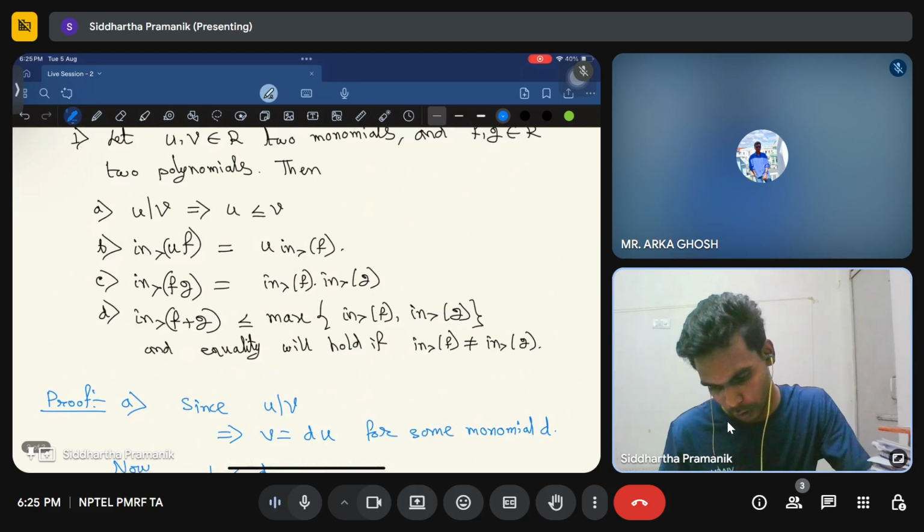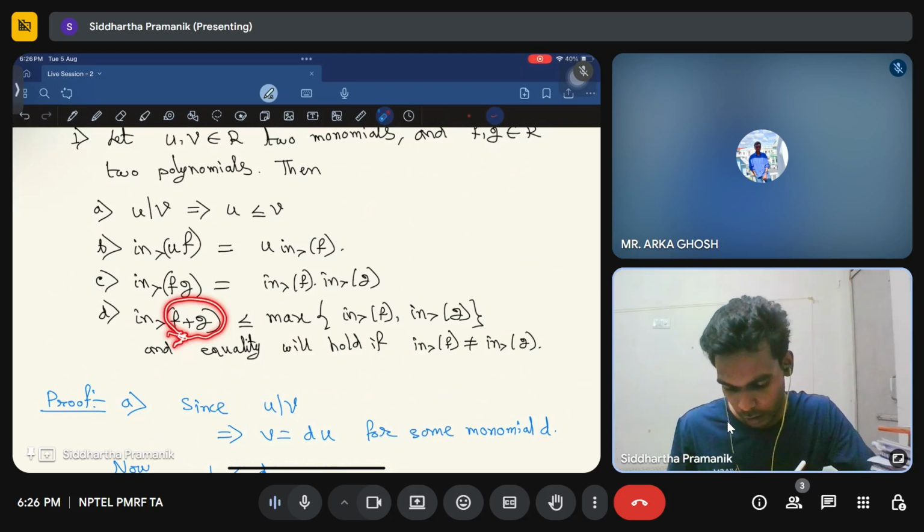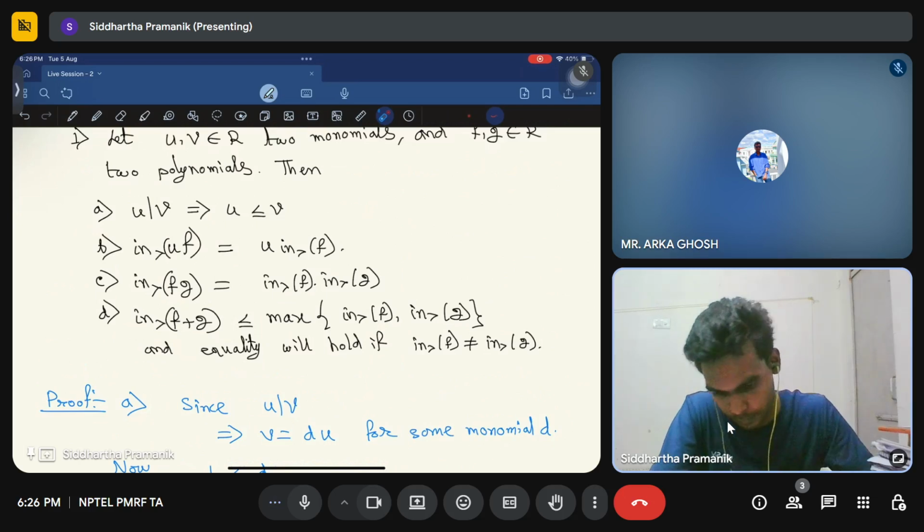Okay, so now the fourth part. We need to prove that if we take the sum of the polynomials, then its initial term is less than or equal to the maximum of the initial terms of the individual polynomials.